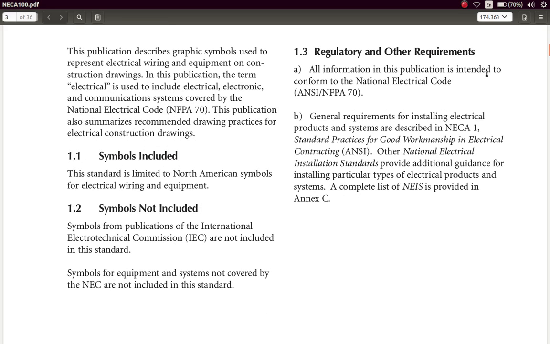All information in this publication is intended to conform to the National Electrical Code. General requirements for installing electrical products and systems are described in the NECA, the National Electrical Contractors Association, 1. Standard practices for good workmanship in electrical contracting. Other national electrical installation standards provide additional guidance for installing particular types of electrical products and systems.